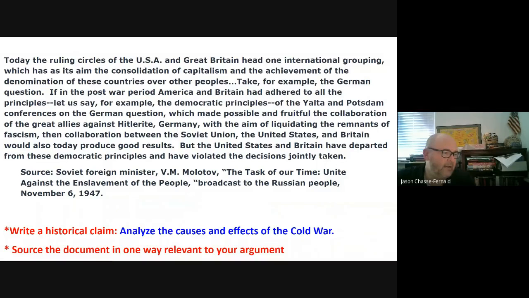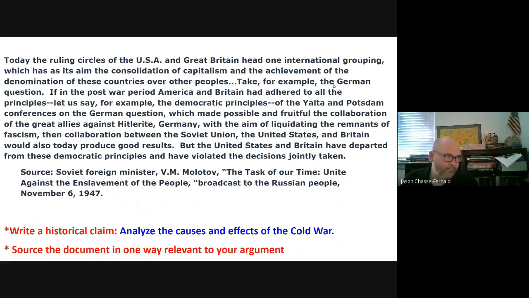Assuming that the prompt is to analyze causes and effects of the Cold War, treat this like you would a DBQ, where you're being given a document. Try to create a claim that addresses the topic of the prompt and could be supported by evidence in this document. So this is more targeted claim development. We're looking beyond simply creating a claim. Let's create a claim that can be supported with evidence from this specific document.